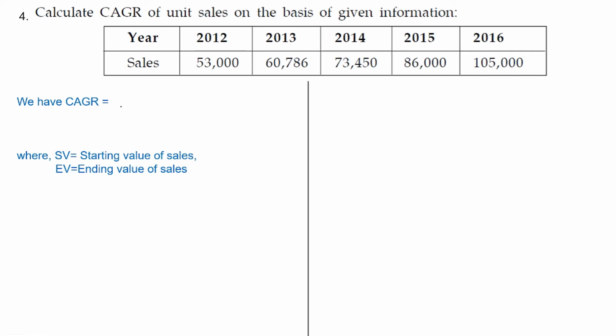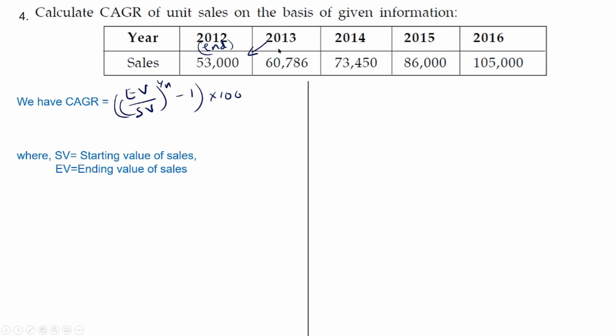We have compound annual growth rate as (ending value upon starting value) the whole raised to 1 by n, minus 1, into 100, where SV is the starting value, EV is the ending value of sales, and n is the time period. Now here, usually the sales data is collected at the end of the year. So it is collected at the end of 2012. It means at the beginning of 2013, the value was 53,000.